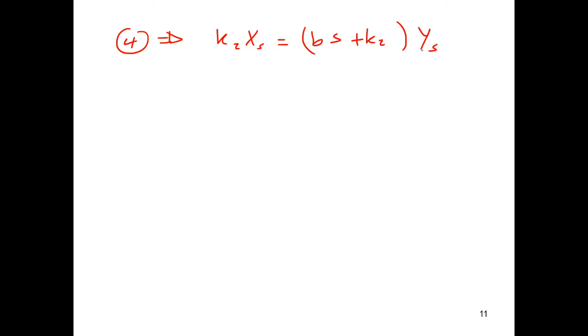Times y of s. Solve for y of s. It's going to be K2 xs over bs plus K2. This is equation number 5, right? Last one is 4, this one is 5.